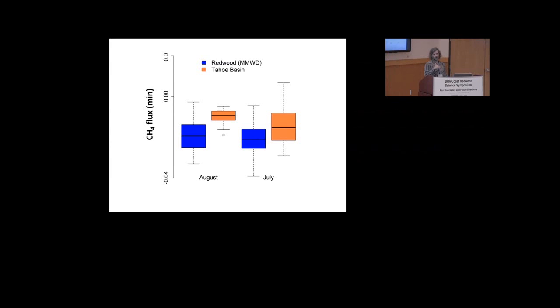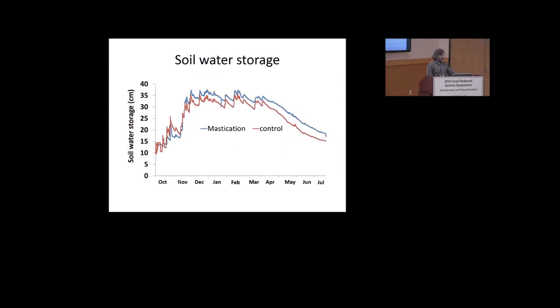the bacteria in these soils are consuming methane, and they're consuming it more rapidly in comparison to other types of forests. This project also includes measurements in the Tahoe Basin, and the rates of consumption are higher there.